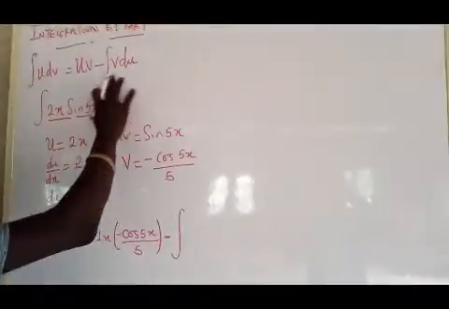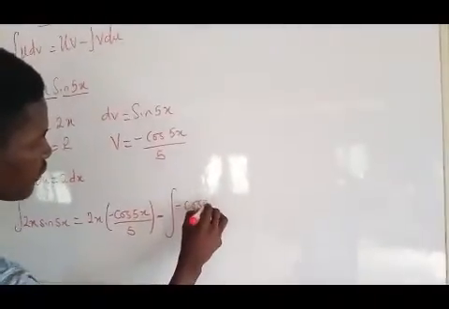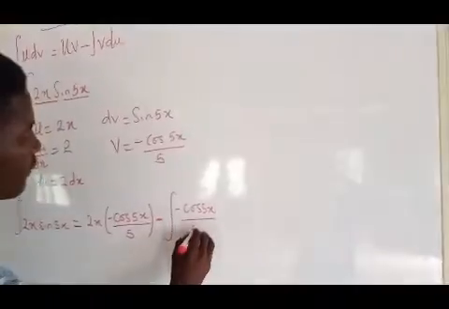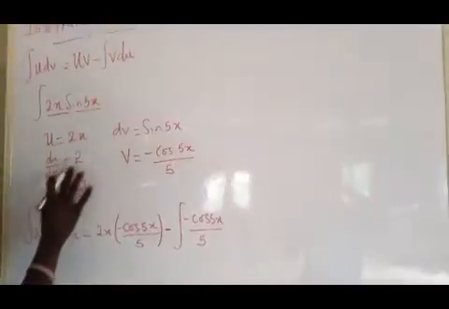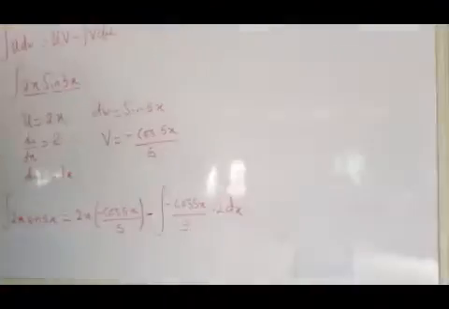integral. What's my v again? Minus cos 5x over 5. du, what's your du? Your du is 2, so 2 dx. Alright.